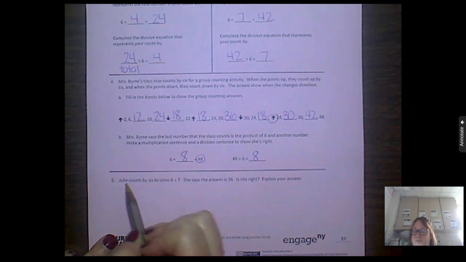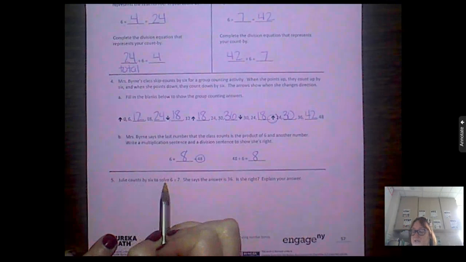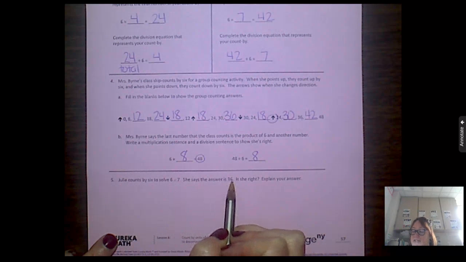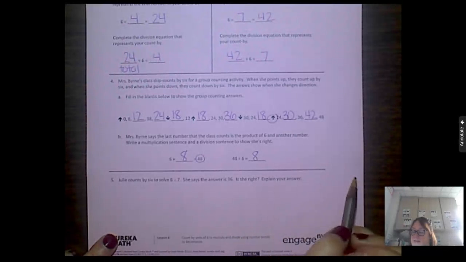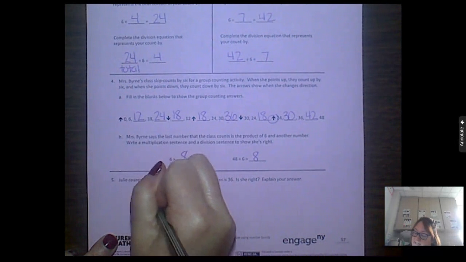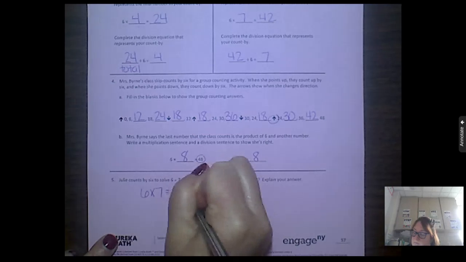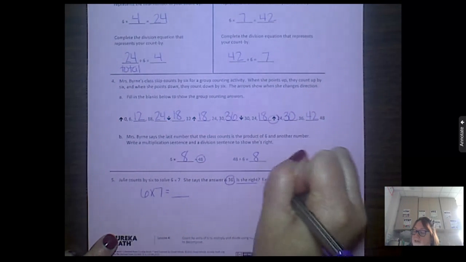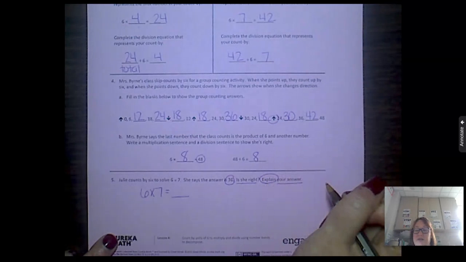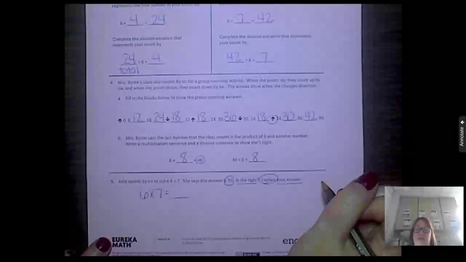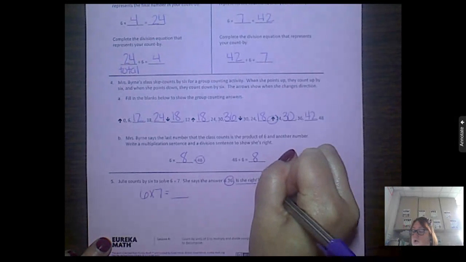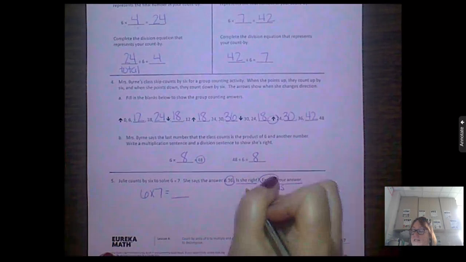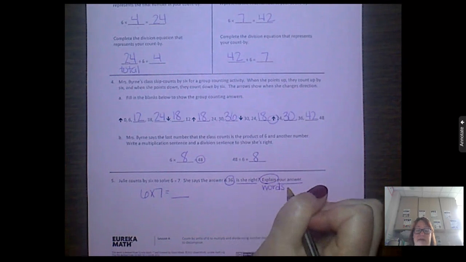Let me hear you. Julie counts by 6 to solve 6 times 7. She says that the answer is 36. Is she right? Explain your answer. So she's solving 6 times 7 equals blank. She says the answer is 36. Is she right? Explain your answer. I circled the word explain because explain means that we need to use words in our answer. Okay, so we can't just say yes or no because this says, is she right? So yes or no, and then we need to explain why we think that.